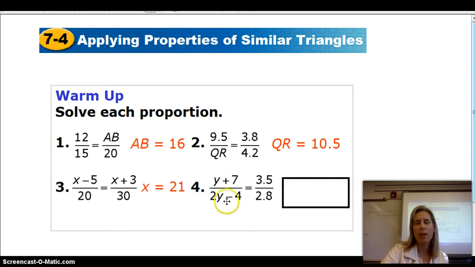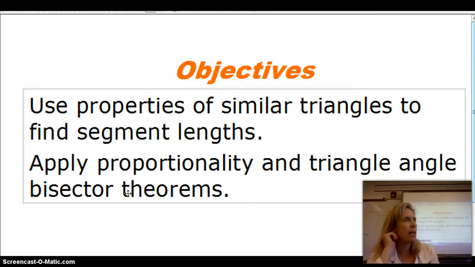And how about here? A little more fun. Oh, did you blow this up? 3.5 over 2.8? Again, this is 35 over 28. You can divide by 7s and end up with 5 over 4, right? So any chance you get, simplify that way. And what do you have, Amaya? 8. Good job.